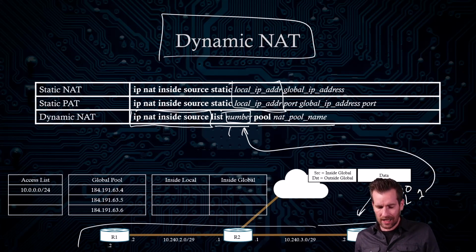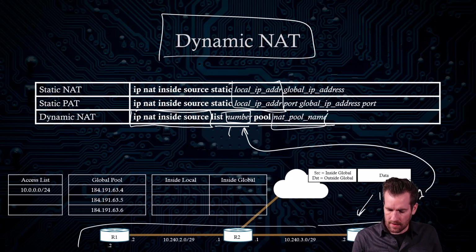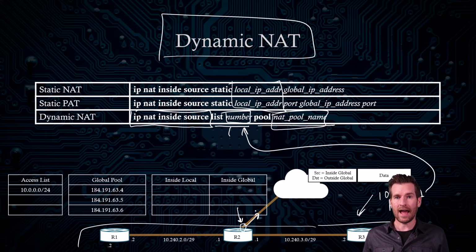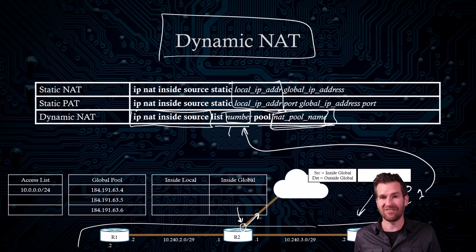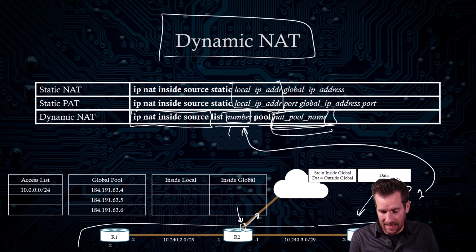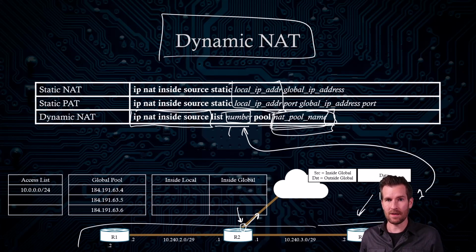So then we also have to define the pool. The pool is going to be the global addresses it's going to take from. So what addresses, as it goes out this interface, is it going to be translated to. And then there's a separate pool command where we would actually define a pool name with the addresses assigned to that pool that can be translated to the outside world. It's going to be a public address.